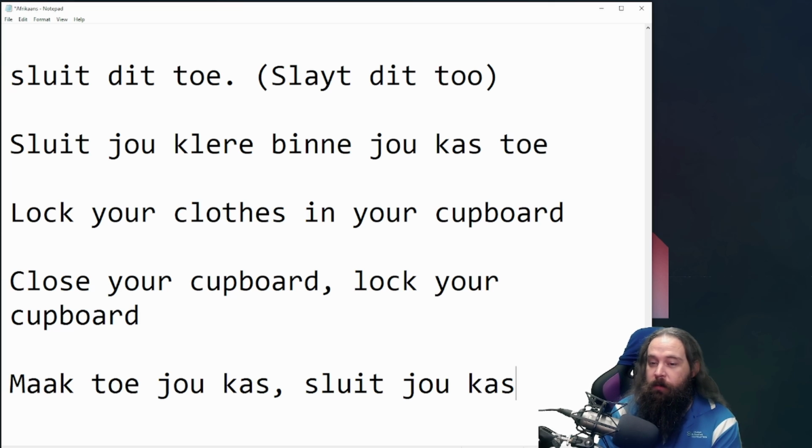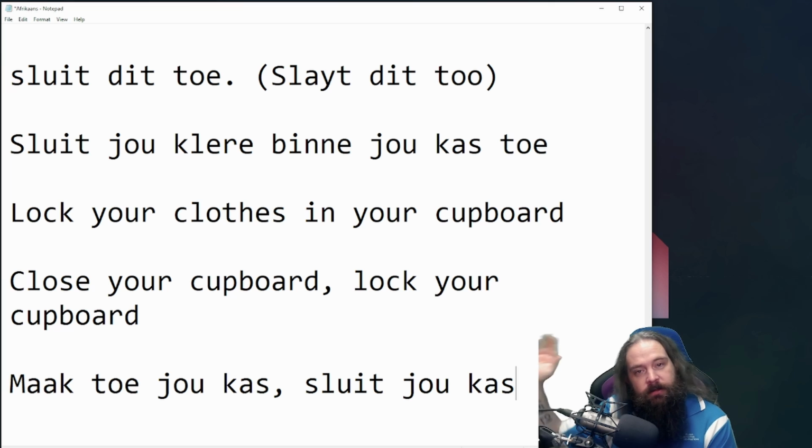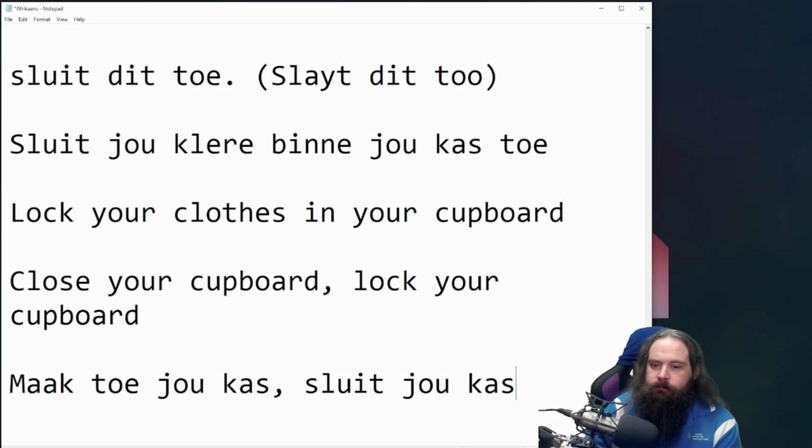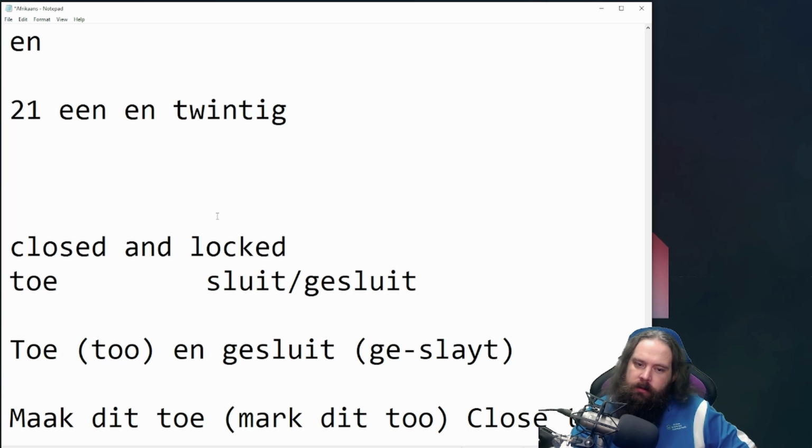If you want me to go in a bit more detail, I've just touched on the subject. You can lock your car and you can close your car. But locking your car is preferential in South Africa. Just putting it out there. Locking your door, sluit jou deur, lock your door. Sluit jou kar, lock your car. Close, maak die garage deur toe, close the garage door. So that is the difference between closed and locked.